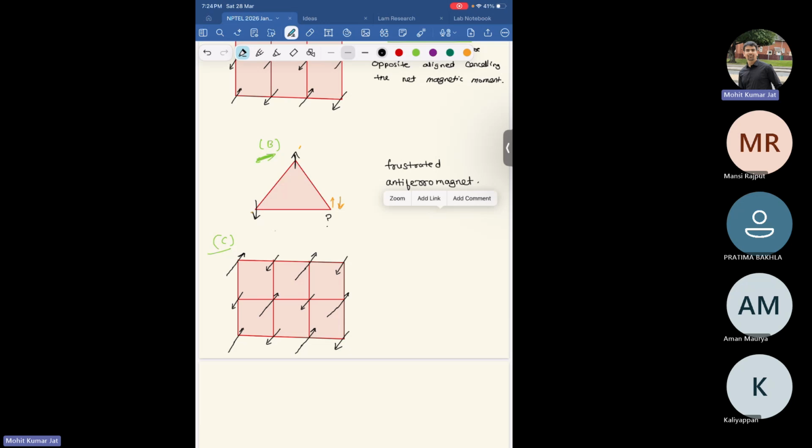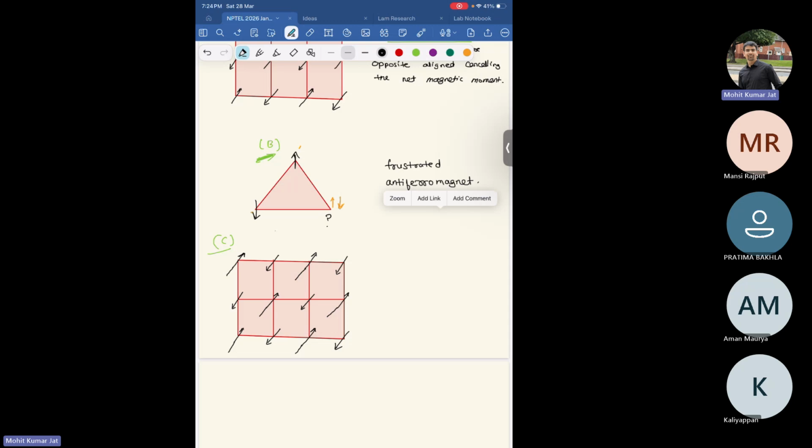I think Mansi is typing in the chat box. Let her type it. Depends whether the pointer with the larger length point in the external magnetic field lies on a positive field.